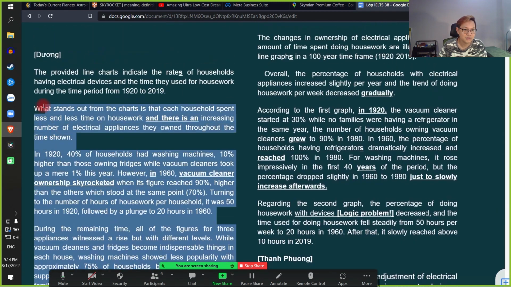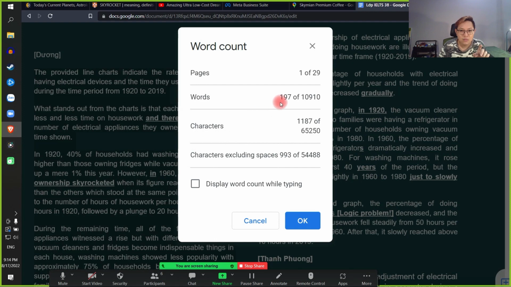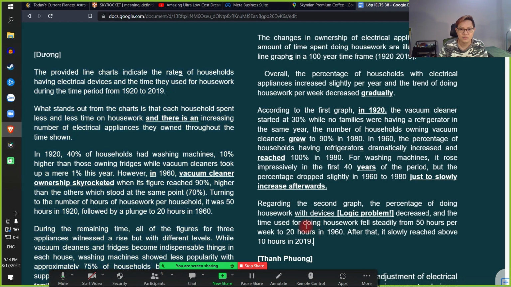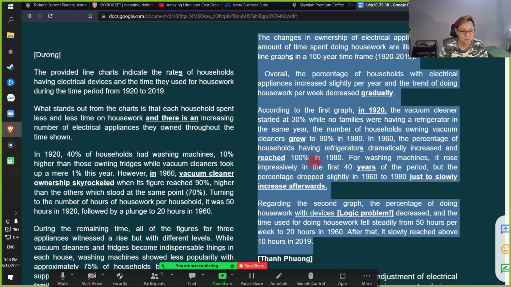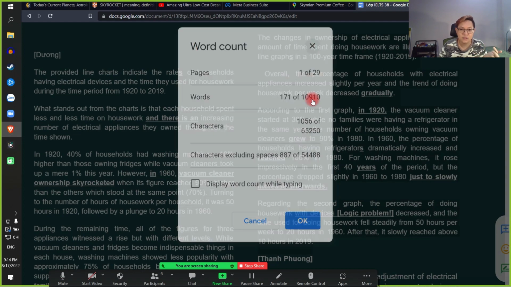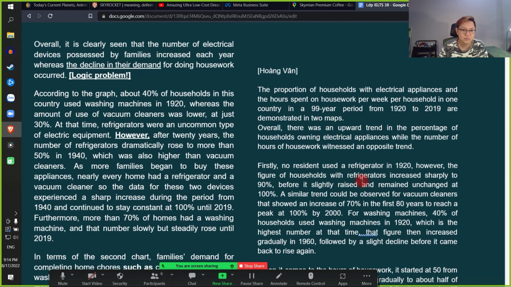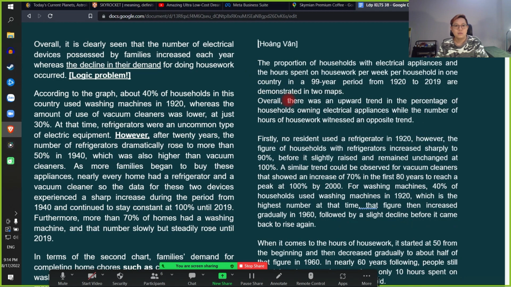Dương next. Let's see how much. 197. Okay, good. 171. 171. Okay.